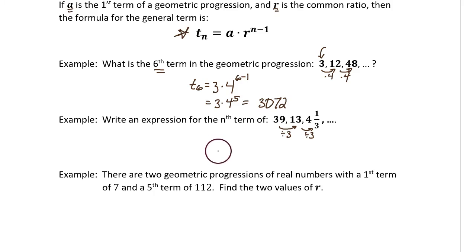So because it's division from term to term, this is geometric. So T sub n equals, now the first term, that's 39, times the value of R, which is 1/3, because we're dividing by 3. Division by 3 is the same thing as multiplying by 1/3. And our exponent is n minus 1.